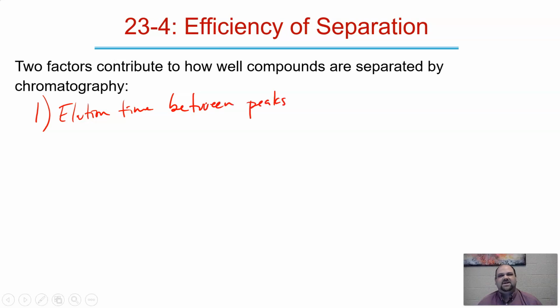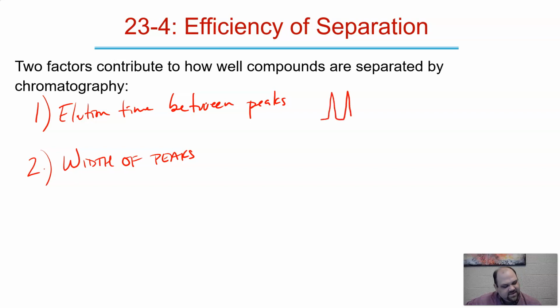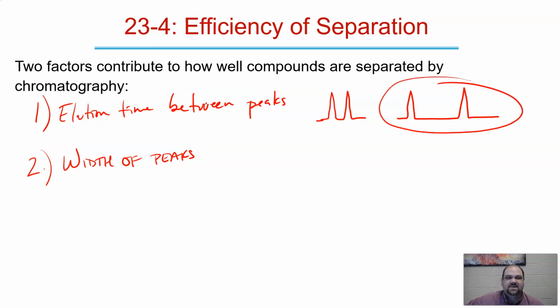Okay. It's much easier for us to tell that two peaks are really two different peaks the further apart they are. The second is the width of a peak, or the breadth of a peak. Let's say, for example, that I have two peaks that are relatively close together but relatively narrow. If I had to choose between these two, I would definitely choose this one. This is a better separation.